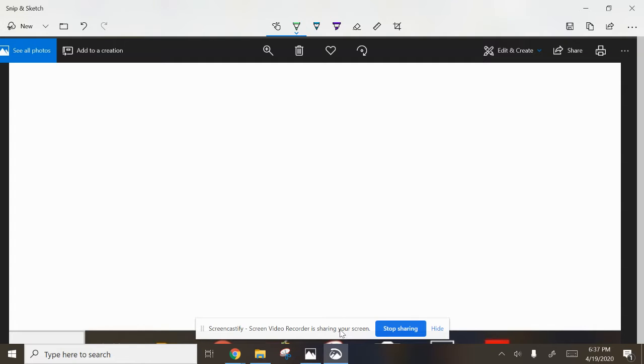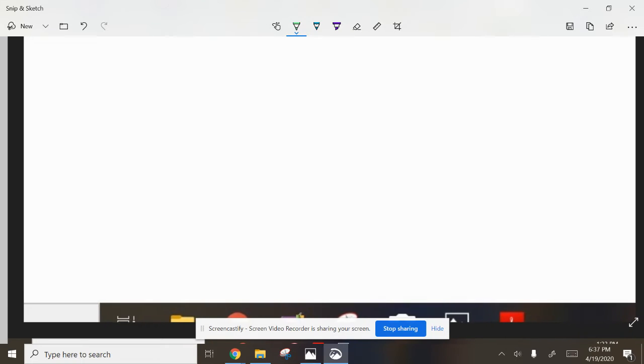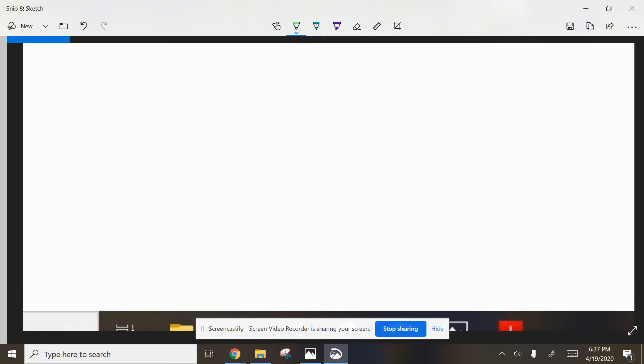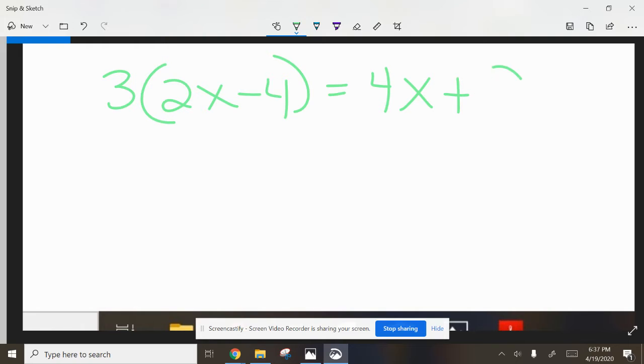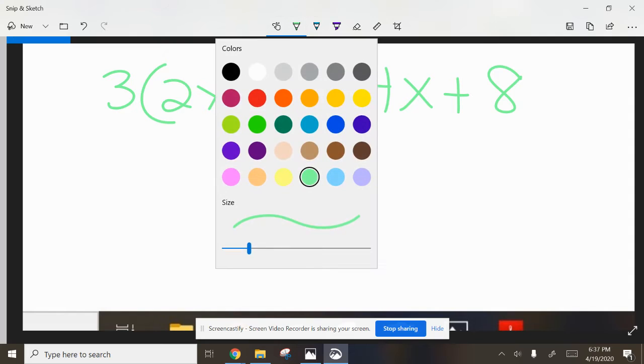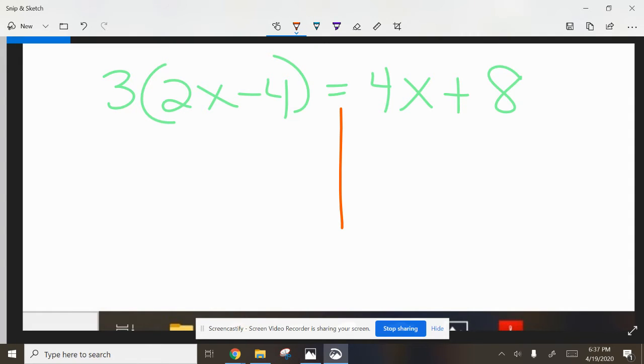All right, guys, we're going to start today's EDPUZZLE with more of a review for this Friday's or Thursday's quiz. So every question we do is going to be very similar to what you're going to see on the quiz. First question I give you, 3 times (2x minus 4) equals 4x plus 8. Okay, first step, make sure you handle your distributive property.